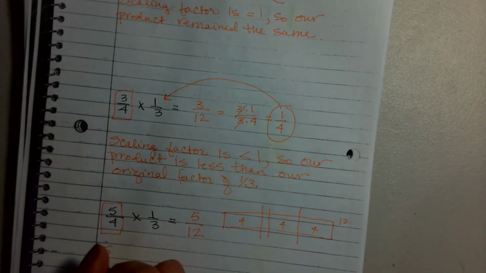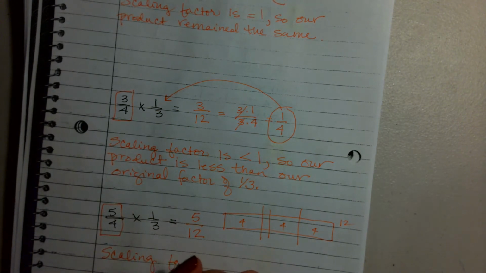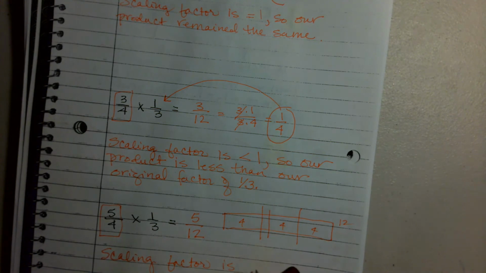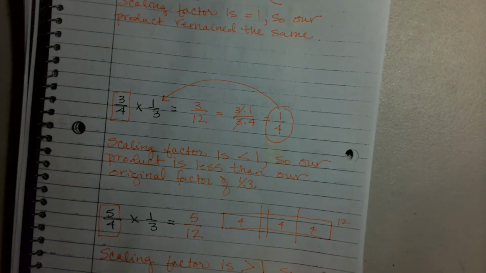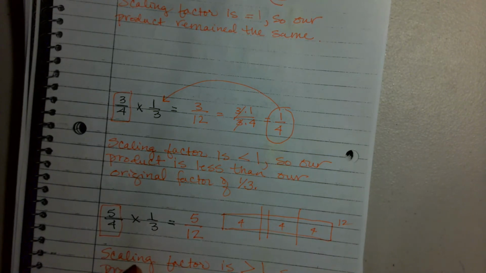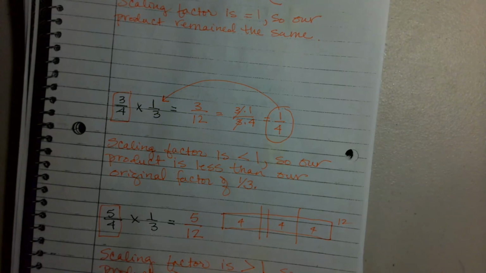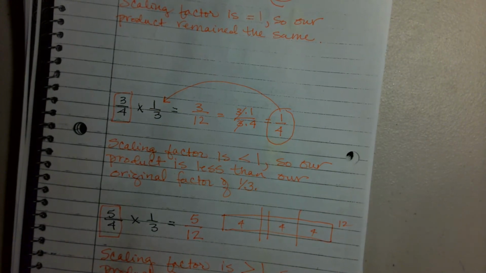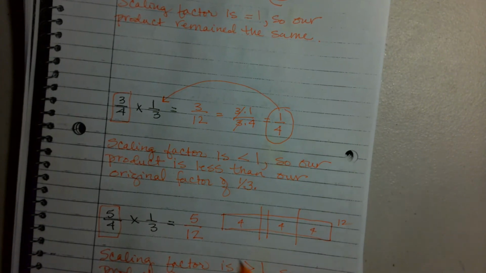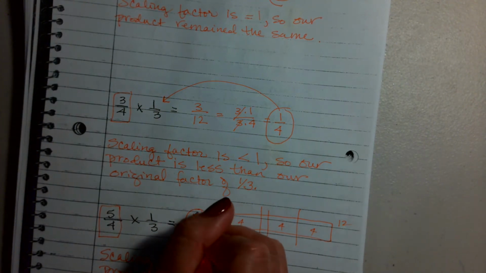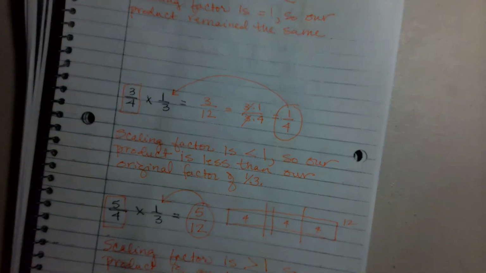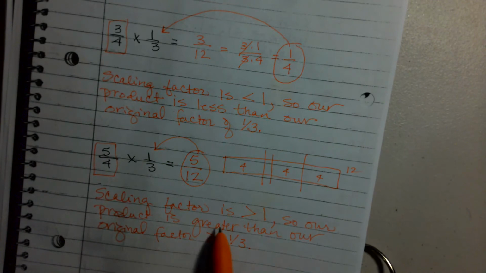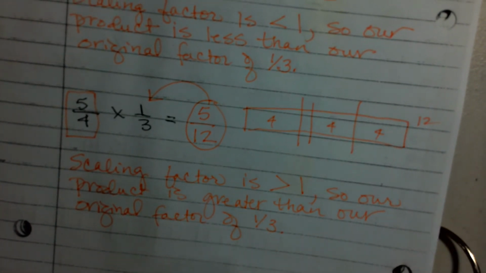So our scaling factor is greater than 1, so our product is greater than our original factor of 1/3. So this, we're comparing to the factor we started with. The scaling factor is greater than 1, so our product is greater than our original factor. Yes?